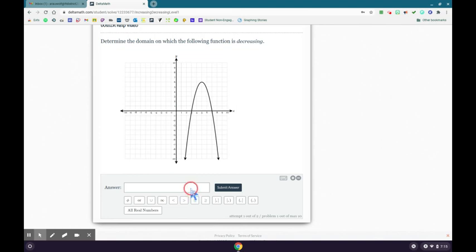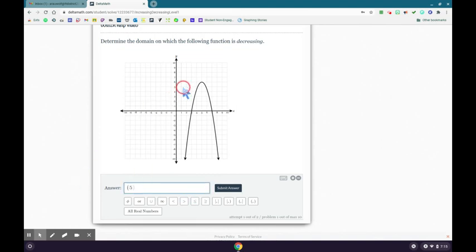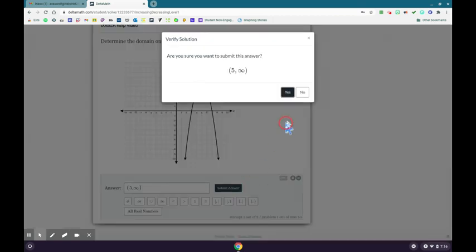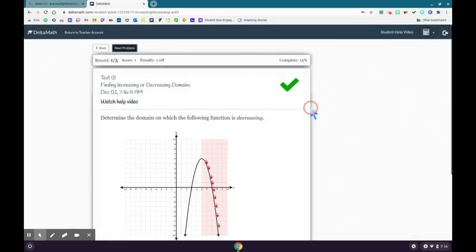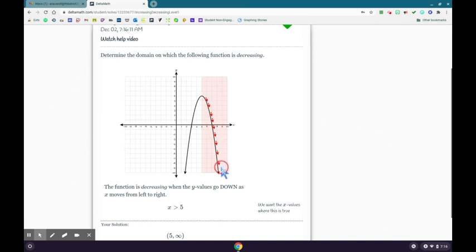So when I write this, it's going to be from 5, right? That's where it starts decreasing, all the way until infinity. And they have a button here for you to type infinity, right? It's forever going to the right. We have an arrow, that means infinity. And there we go. See, it's decreasing forever.